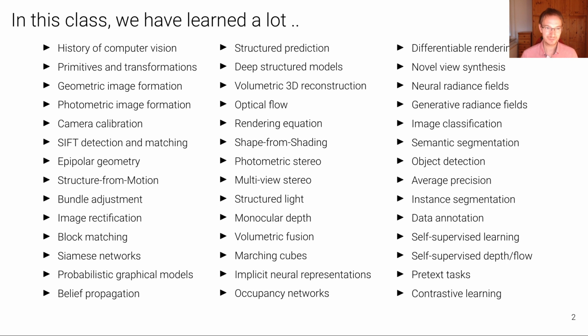In this computer vision course, we've learned a lot. This is an overview over the topics that we have covered. It's not really complete, but it tries to give you a rough idea of what we have covered. And it's really amazing what we have covered in this class so far. Starting from the history over basic geometric primitives and image formation, camera calibration, 3D reconstruction, binocular stereo, structure prediction, optical flow, shape from shading, multi-view reconstruction, volumetric fusion, marching cubes, implicit neural representations, differentiable rendering, novel view synthesis, image classification, and all the other recognition tasks like 2D detection and semantic and instance segmentation, as well as self-supervised learning.